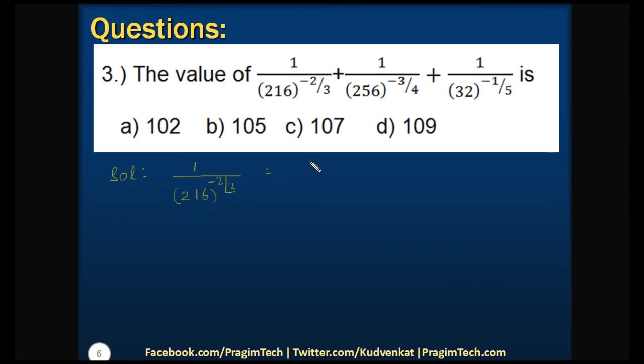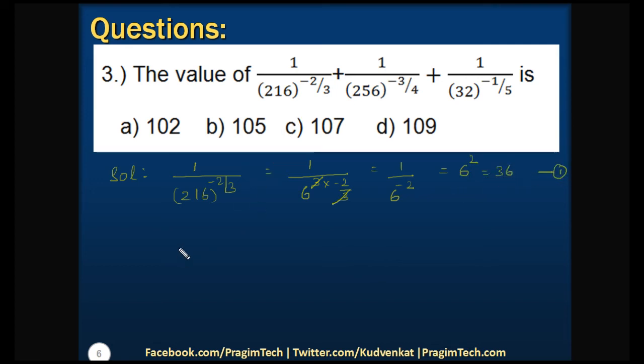So this will be equal to 1 by, as you know, 216 is 6 cube, into minus 2 by 3, right? Here we can cancel out 3 and 3. So it's nothing but 1 by 6 to the power of minus 2, or we can write it as 6 square, that is 36. Let's name this as 1.